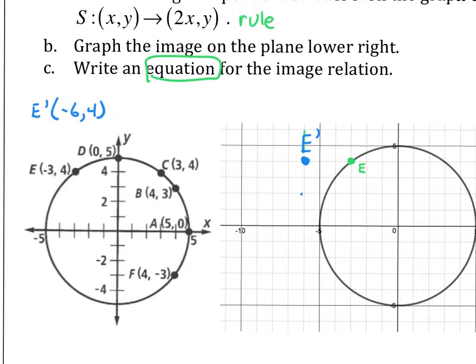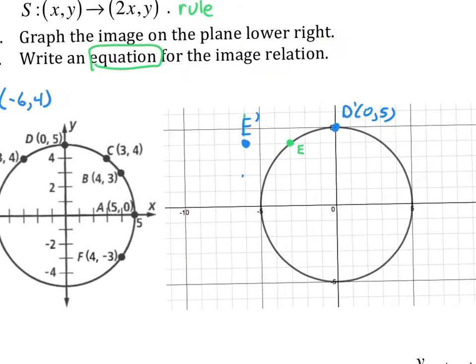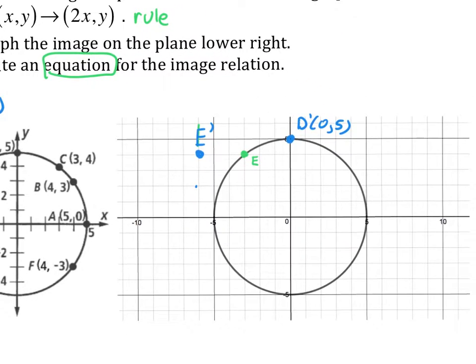All right, so just continuing through, not overly complicated here. Double the 0, so D prime is right here, 0, 5, so it stays the same. Notice that C is at 3, 4, so when we double that, we get 6, 4 right here, so C prime is 6, 4. My A originally is 5, 0, so my A prime is 10, 0.